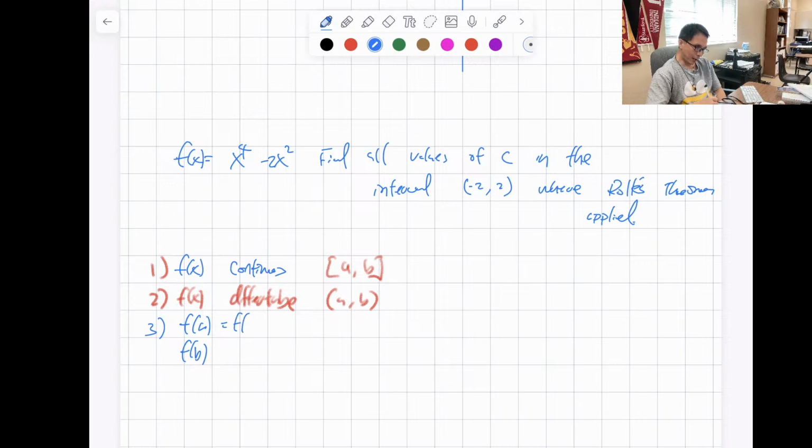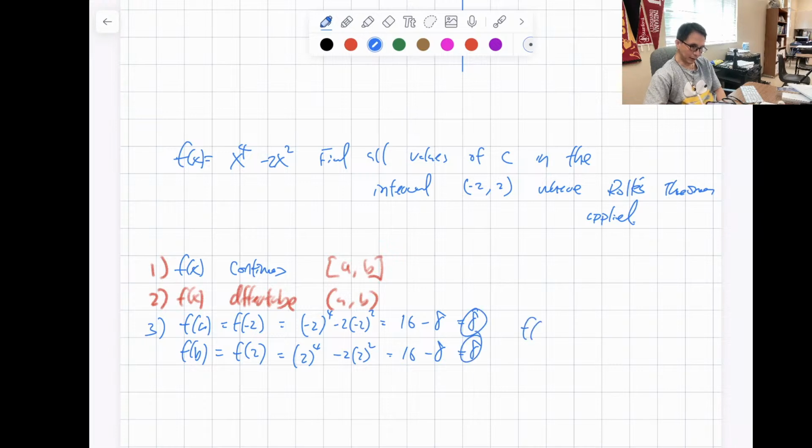So in this case, f of negative 2 should equal f of 2. f of negative 2 is negative 2 to the fourth minus 2 times negative 2 squared. That's 16 minus 8 equals 8. Same thing as 2 to the fourth minus 2 times 2 squared, 16 minus 8. So is f of a equal to f of b? True. Therefore, you can use Rolle's theorem, which says f prime c equals 0.